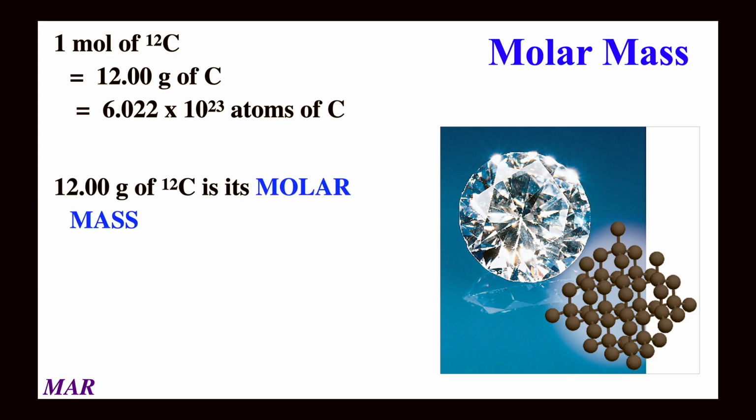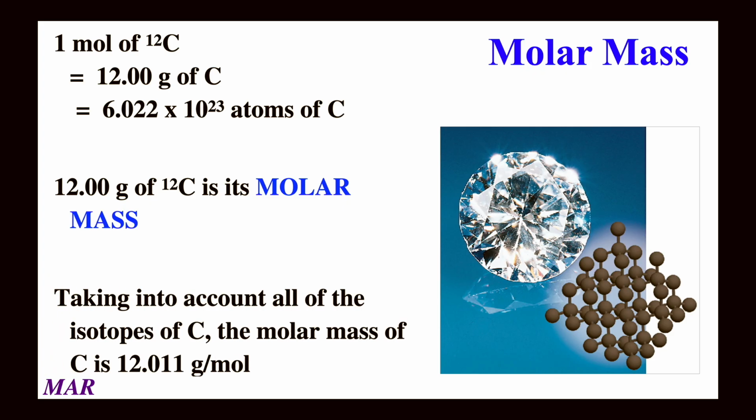They call the 12.00 grams of carbon-12 the molar mass. It's the grams of carbon in a mole of the compound. And remember, if you have a mole, you've got 6.022 times 10 to the 23rd atoms.